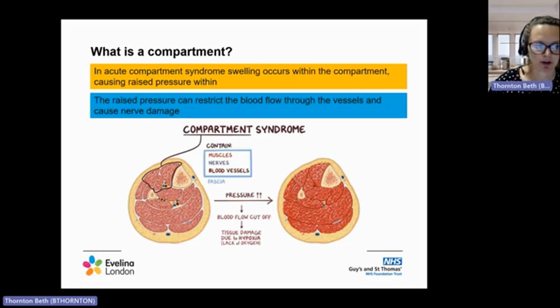So if we have a little look at this picture here, if we've got swelling for any reason, and we'll go through what those reasons might be, because the fascia will only expand a certain amount, that means that actually the pressure within the compartment will rise rather than the compartment being able to swell indefinitely. So you can see in the second picture that the space for the nerves and the blood vessels is considerably smaller because the muscles have taken up the majority of the space. And that's going to cause issues for our patients, such as hypoxia and nerve damage. So it's not something that we want our patients to have.